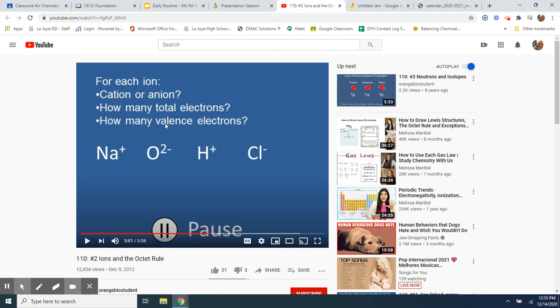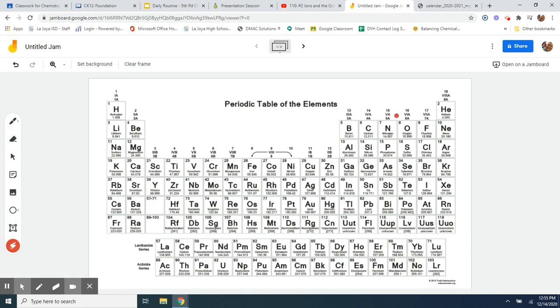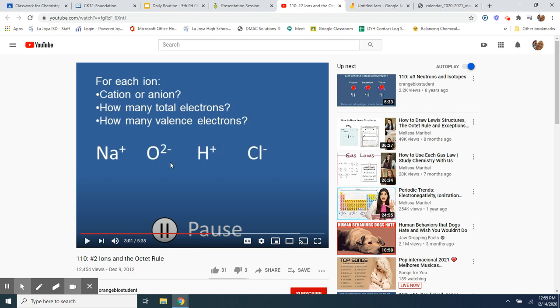Now, how many valence electrons? We know that they lose and gain to make 8. So what should all of them have as far as valence? 8. Okay, so the only question we really have to answer is the first and the second one. Oxygen. Oxygen originally had 8 electrons. What happened? Now, how many does it have now if you see a -2?